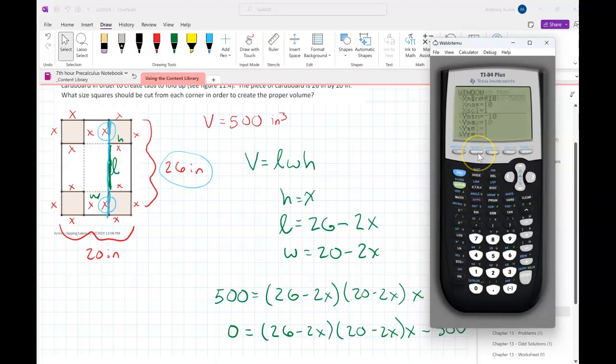Okay. I'm going to set my window. I'm going to do this manually. So if I think about it, what is the biggest possible x we can have? Should be 10, because any x bigger is going to make a negative width, right? So I'm going to make my x max 10. X is the length of something, so the minimum it can have is 0, right? Everybody's okay with this?